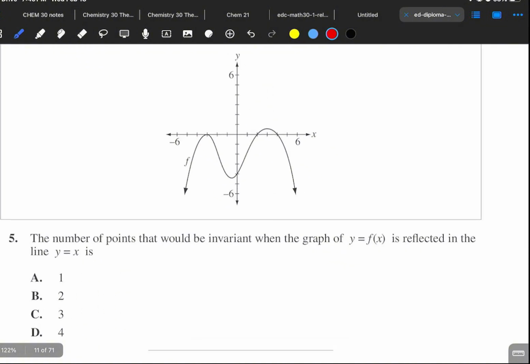So now this question here asks us for the amount of invariant points that would be on the graph of y equals f of x if it was reflected in the line y equals x. So remember that y equals x is the linear line where every point of y is going to be equal to every point of x. So to draw this graph out, it should be pretty simple, right?